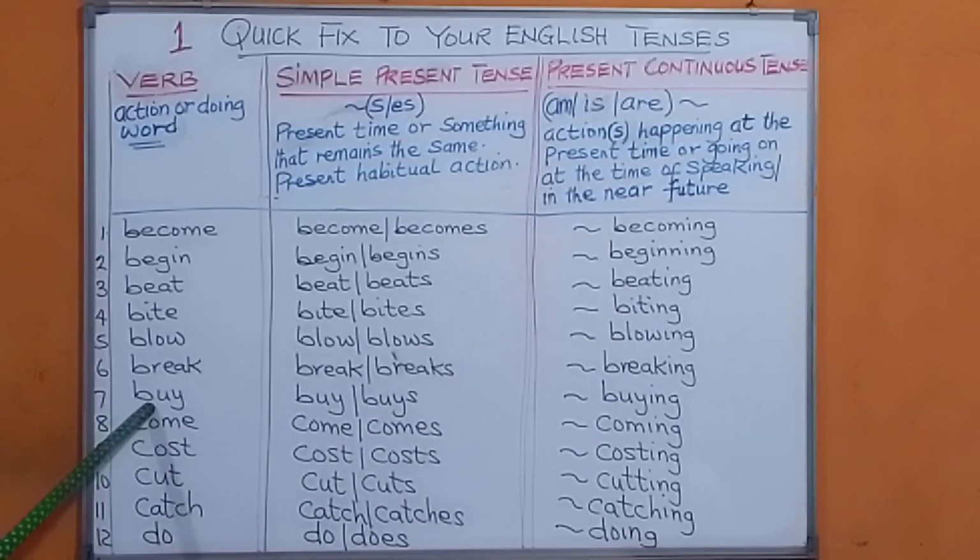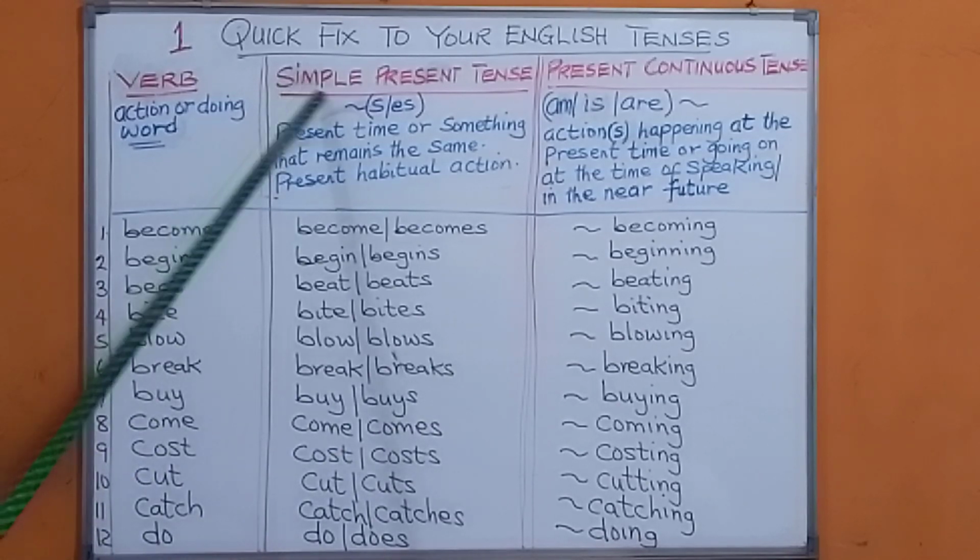7, buy. Present simple, if there are many, buy. If it's one, single, buys. If it's present continuous, buying. I am buying, we are buying, she is buying.